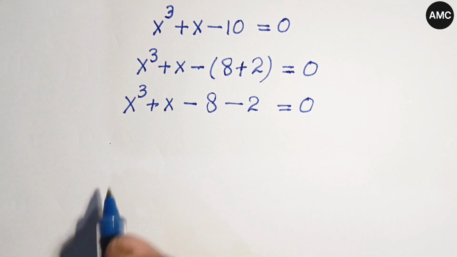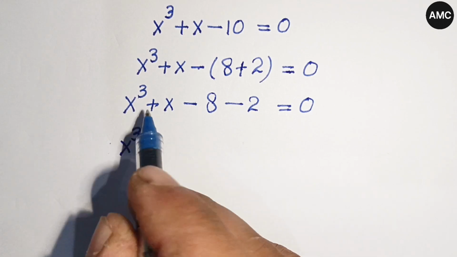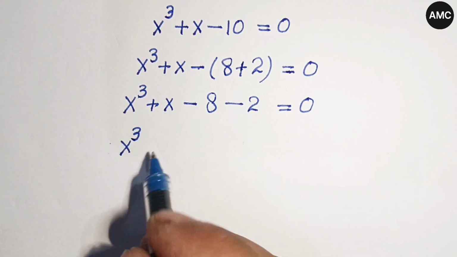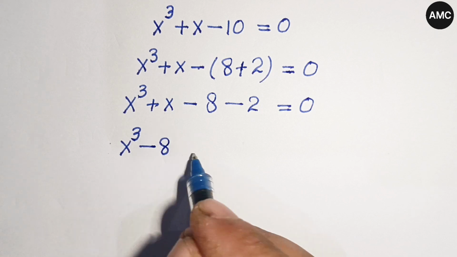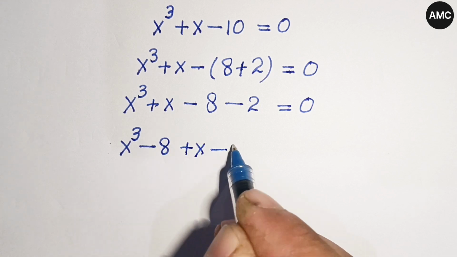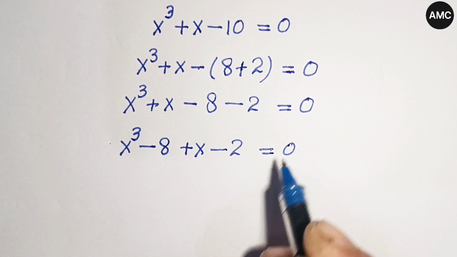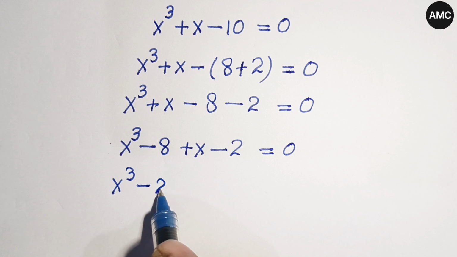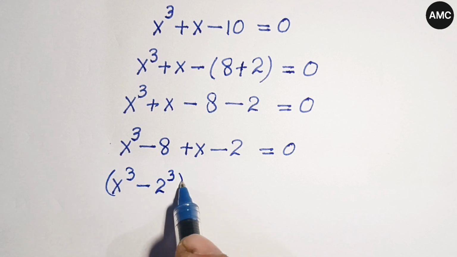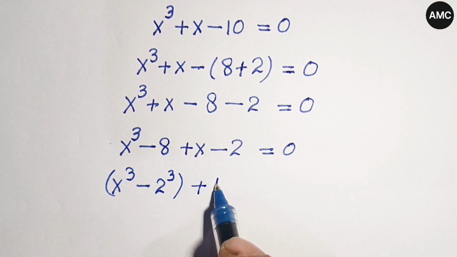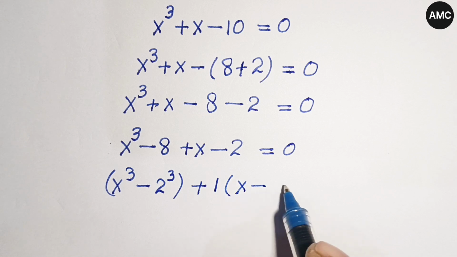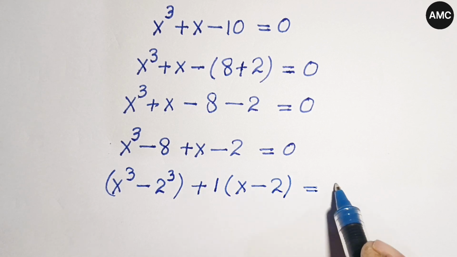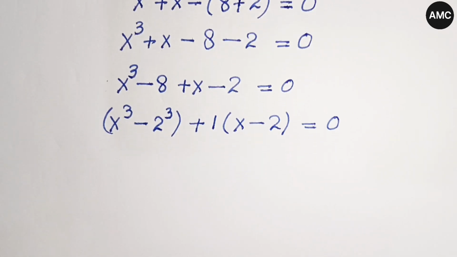Now if we are going to write this x cubed minus 8 and plus x minus 2 is equal to 0. Now this x cubed and 8 can be written as 2 cubed. Here it is our first pair, and here if we just take 1 as common, so we get x minus 2, it is our second pair, that is equal to 0.